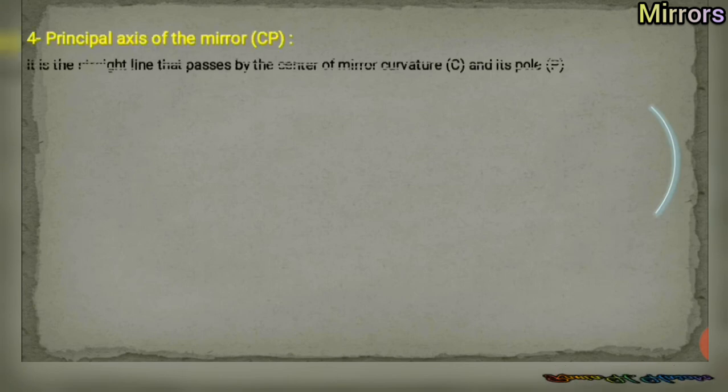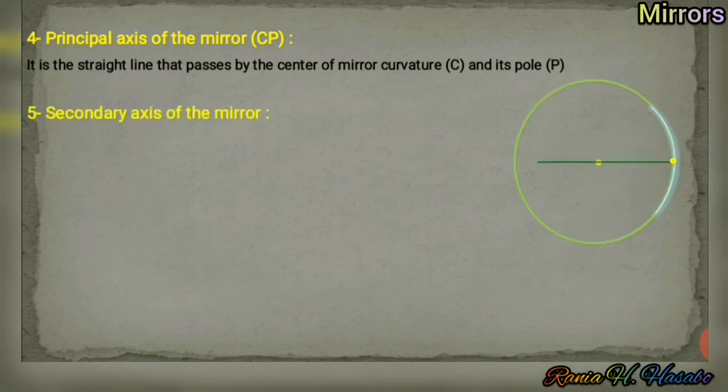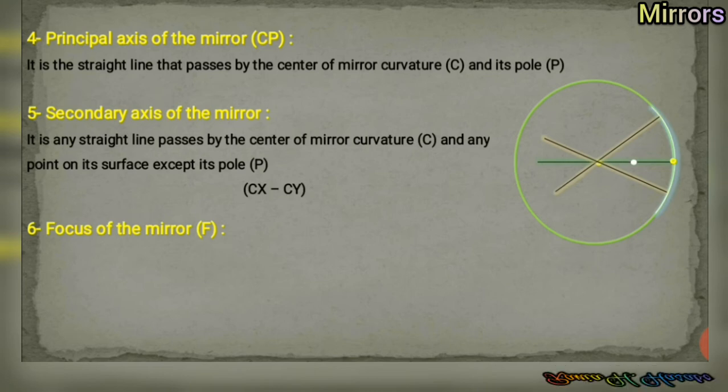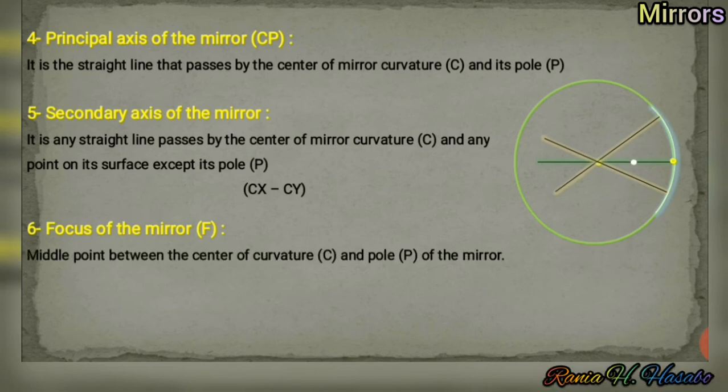Number four, the principal axis of the mirror. It is the straight line that passes by the pole of mirror and the center of curvature. As the mirror has only one pole and one center of curvature, it has only one principal axis. Number five, the secondary axis of the mirror. It is any straight line that passes by the center of curvature and any point on the surface, except the pole. Number six is the focus, which is the middle point between center of curvature and the pole of mirror.